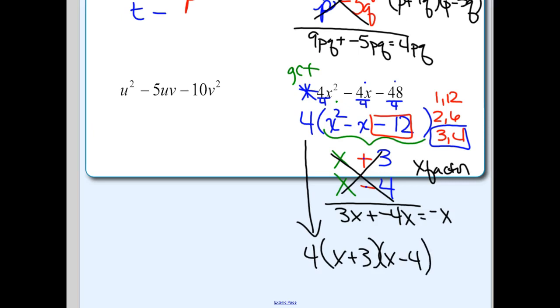Okay, so remember, I'm just trying to get you to understand the pattern, but don't forget rule number 1. Always check for that GCF. Okay, class, you can begin your homework.